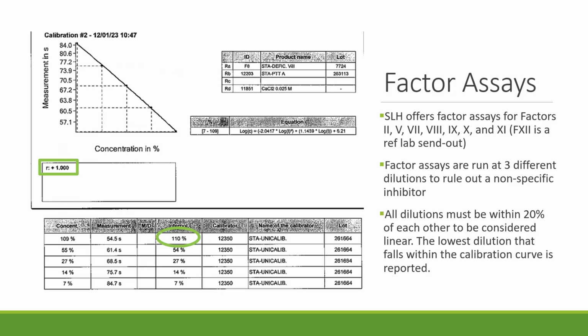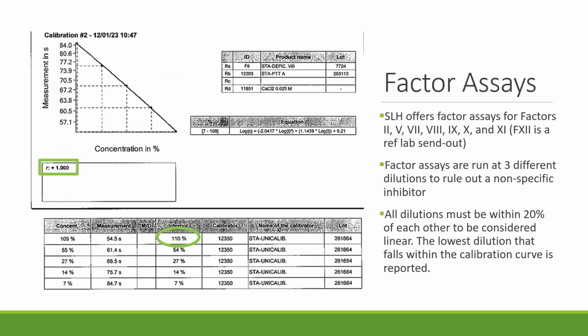Well, we're going to start with the most basic concept of instrumentation, and this is going to be starting with our calibration curve. Now, most calibration curves are measured from low to high, so we have a low to a high line or linear progression. In the case of our factor assays, our calibration curve usually starts higher and then decreases in percent activity. So the x-axis is going to be concentration in percentage, and then our measurement on our y-axis is going to be measurement in seconds.